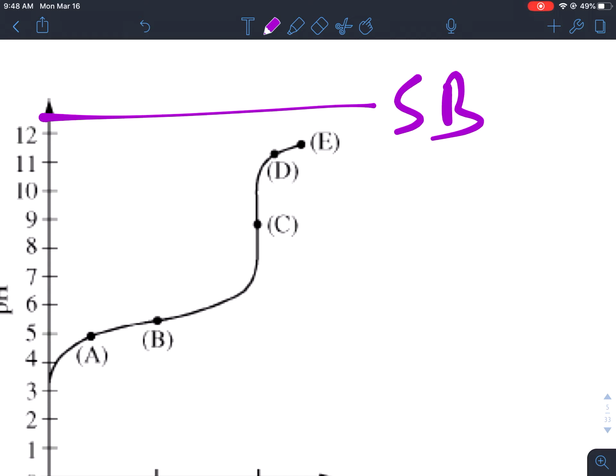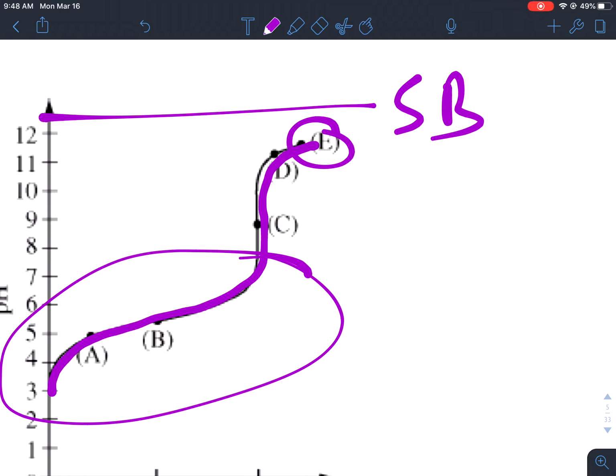Now, it's not exactly at E, but it's closest to it because, look, the only way you could get a low number to increase is if you're increasing it with something that's incredibly high. Now, the reason why I say that the strong base is a little bit higher than E is because we did add a weak acid to it. We did lower its OH a little bit.